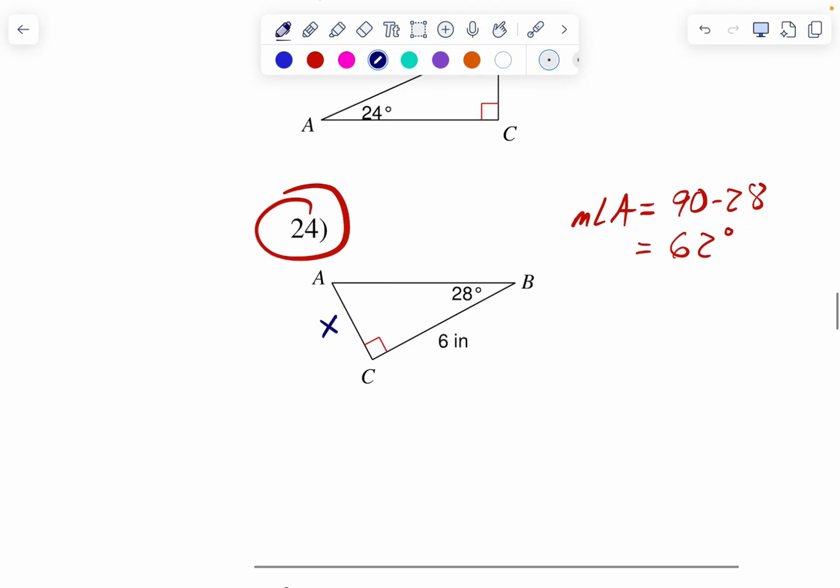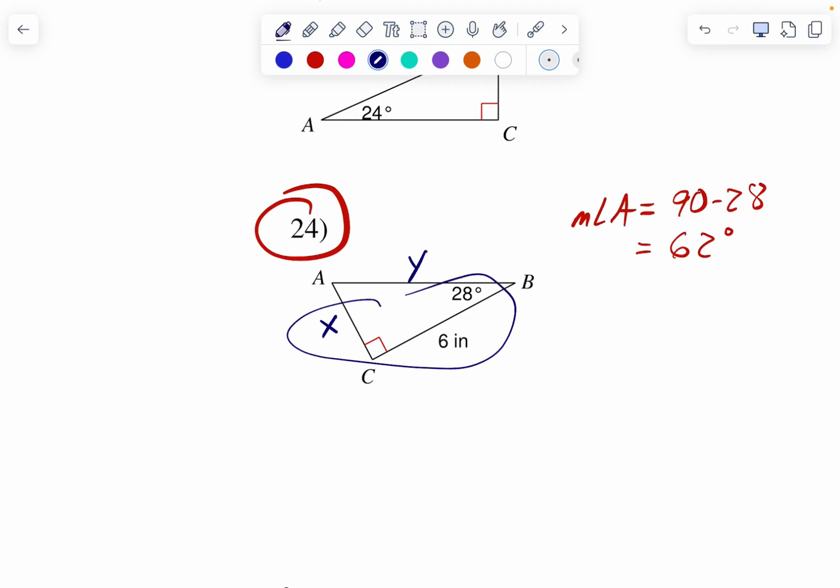And just to make the notation easier, let's call AC, we'll call X, and AB we'll call Y. Which trig ratio relates X and our other known information? Those, in other words. Okay. Yeah. And so I hear some of you saying this, so good job. This is opposite and this is adjacent. So that's OA in SOHCAHTOA.